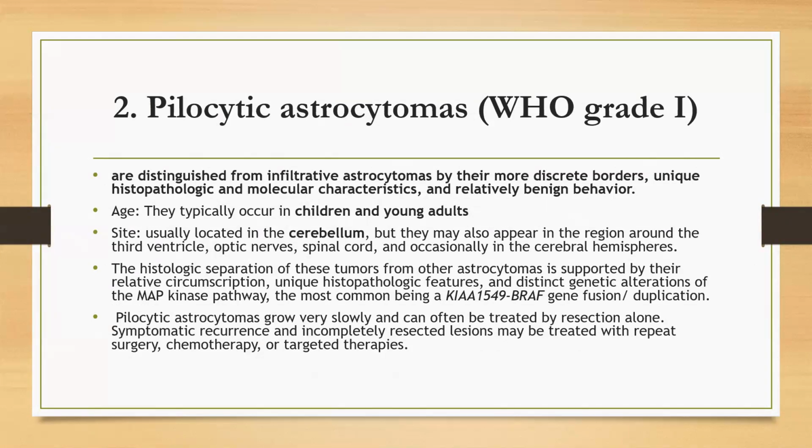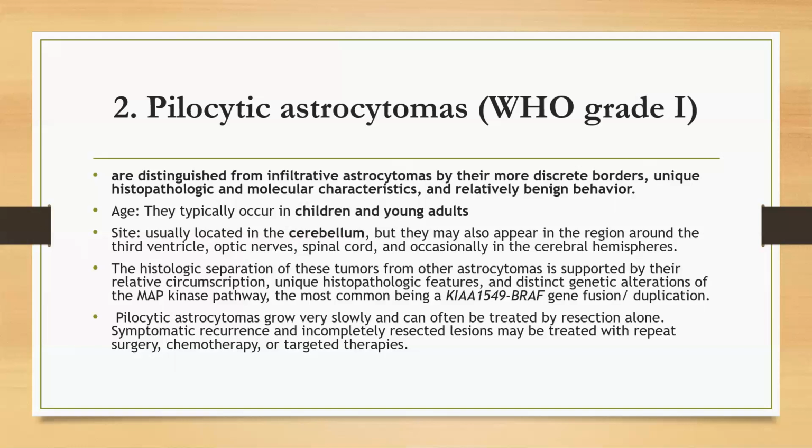So finally, talking about pilocytic astrocytoma. It is dubbed a grade 1 tumor, distinguished from infiltrative astrocytoma by its more discrete borders, unique histopathologic and molecular characteristics, and relatively benign behavior. They are benign. What is the age? They typically occur in children and young adults. Infiltrating astrocytoma used to occur in which age? The 40 to 50s decade. But here it is a pediatric brain tumor, pilocytic astrocytoma.